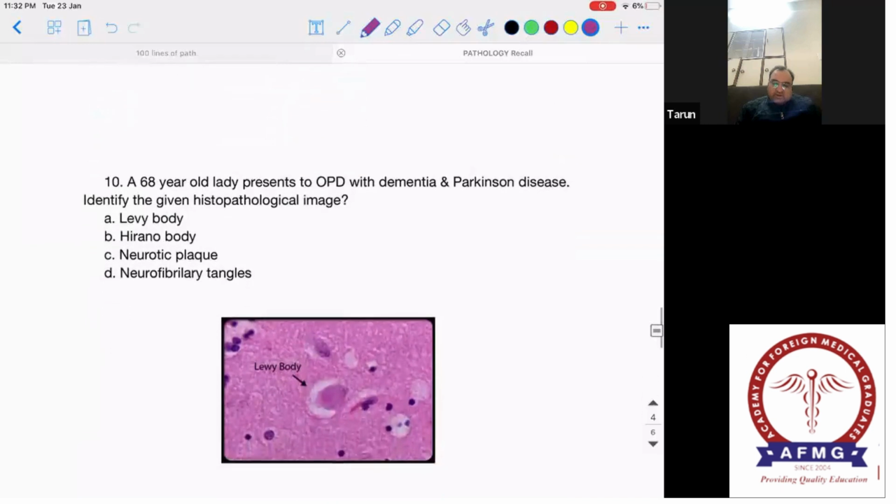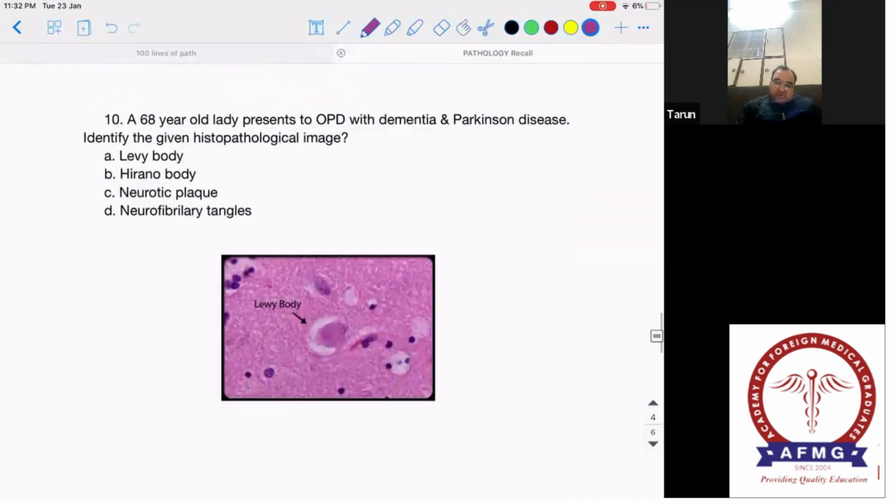It's a simple one. That's a fibroadenoma. The next question, question number 10. A 68-year-old lady presents to OPD with dementia and Parkinsonism. Some students said that it's coming in this pattern, that dementia was given and Parkinsonism was given.